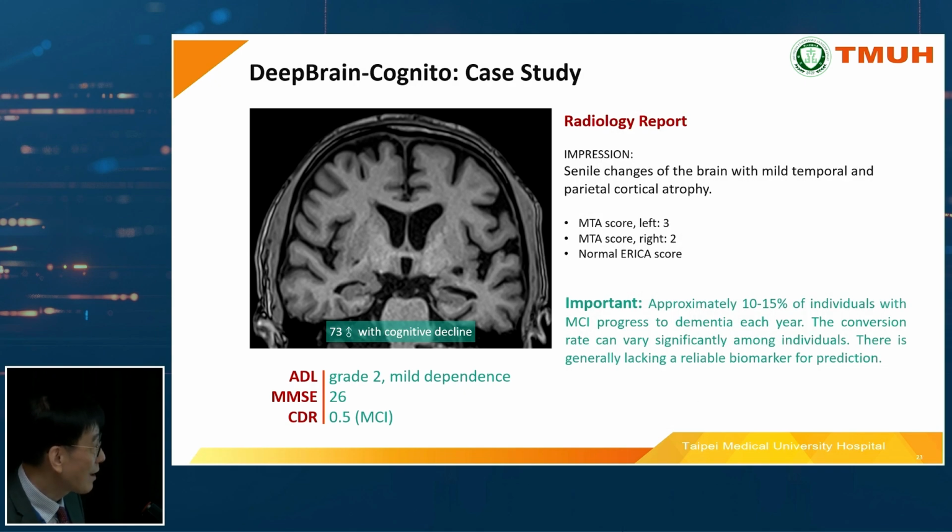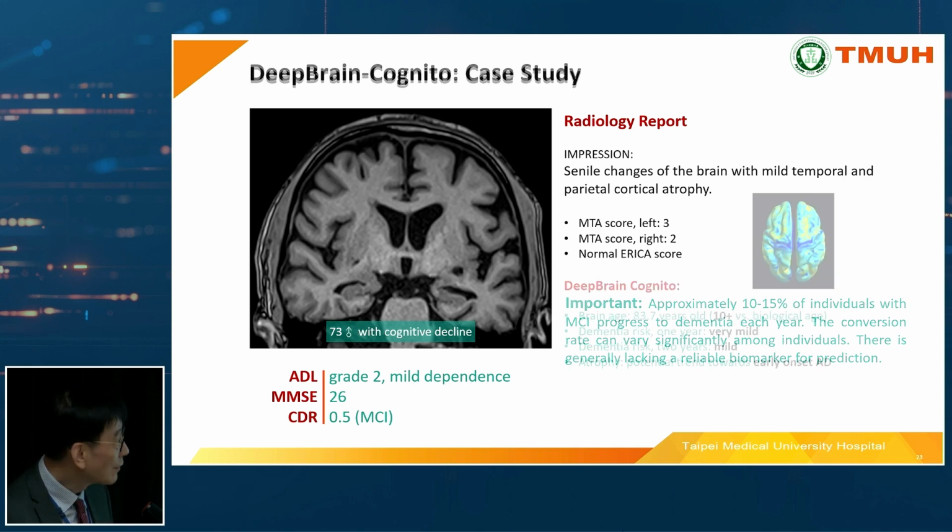And this is the radiology report. It says no change, cortical atrophy. Maybe you can add some MTA score or ERICA score. But importantly, when you report this, atrophy is all non-specific. And 10, 15 percent of patients will probably convert to dementia next year. So we can't get this by just a naked eye, a visual reading.